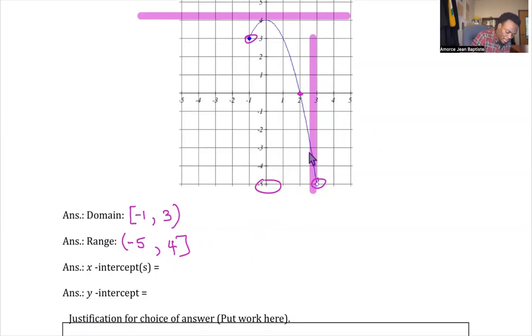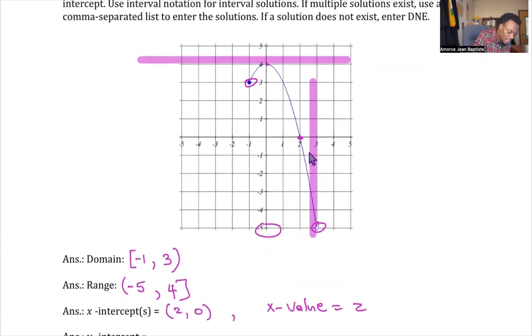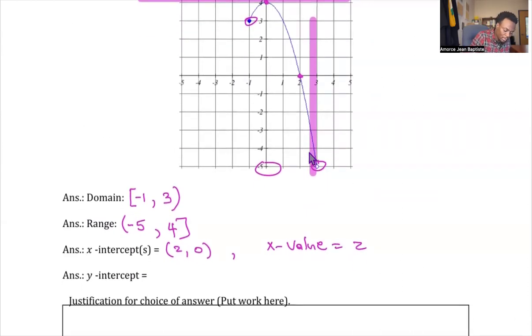The x-intercept would be x equals 2, y equals 0, with the x value equal to 2. And then the y-intercept, that's where we touch the y-axis. So the y-intercept will be x equals 0, y equals 4, with a y value that is 4.